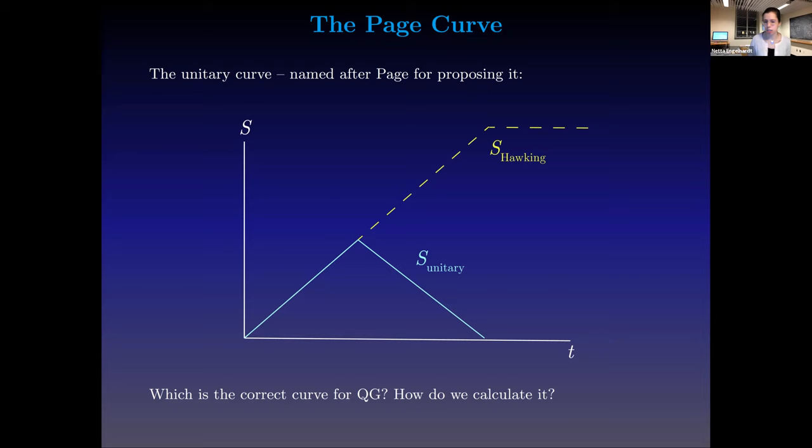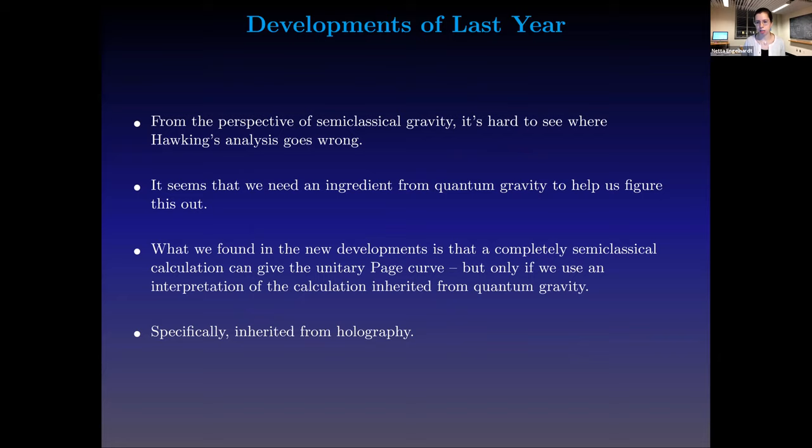From the perspective of semi-classical gravity, I would say it's hard to see where Hawking's analysis goes wrong if you're directly looking at what he did. So it would seem that we need an ingredient from quantum gravity to help us figure out where Hawking went wrong, what his calculation was missing. And what we found in the new developments is that a completely semi-classical calculation can give the unitary Page curve. So we can see unitarity purely from semi-classical gravity, but only if we use an interpretation of the calculation that is inherited from quantum gravity. I would say inherited from holography, or inherited from a particular interpretation of the gravitational path integral. I haven't put that last bit on the slide because it's going to be a big deal for the rest of the talk, so I didn't want to give it away just yet.